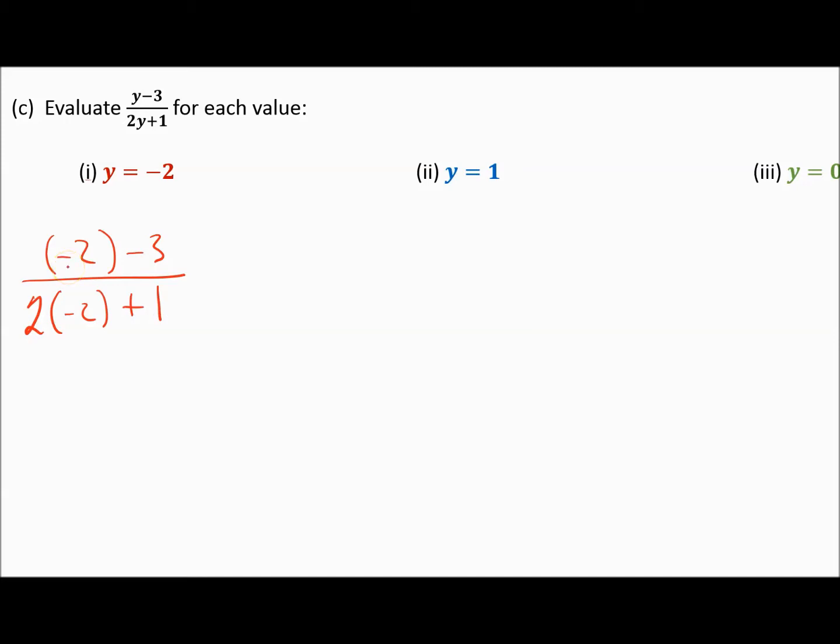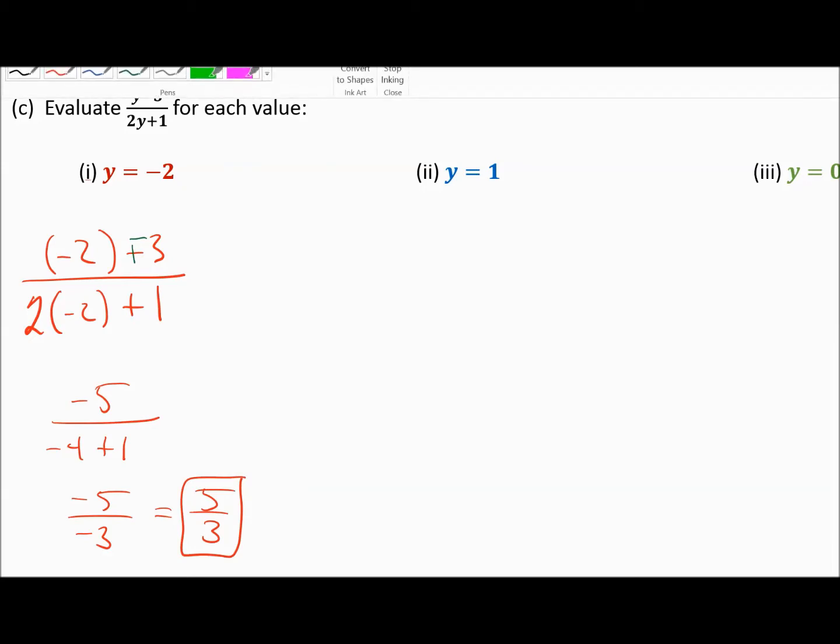Negative 2 minus 3. Some of you are still using the properties of exponents. The properties of integers. And this is subtraction. Change it to addition. Change the sign of the next number. So that would give you a negative 5 in the numerator. Divided by, in the denominator, I multiply first. So it's negative 4 plus 1. And then I add negative 4 plus 1 to get negative 3. And then a negative divided by a negative is a positive. And we keep the 5/3. As long as your fraction is in lowest terms, that's the type of answer we're looking for.